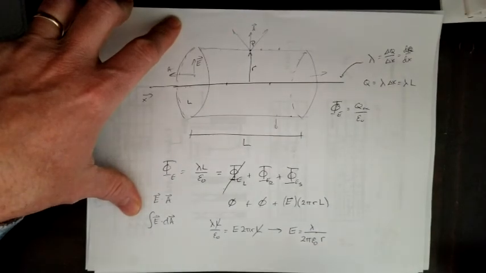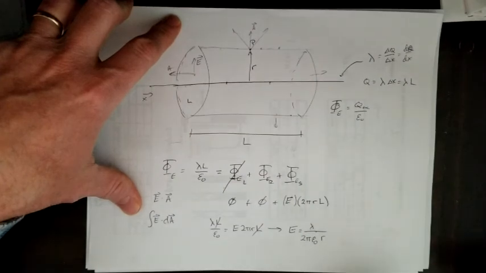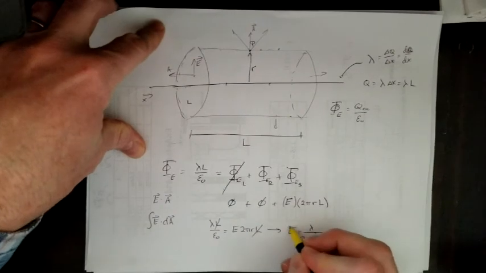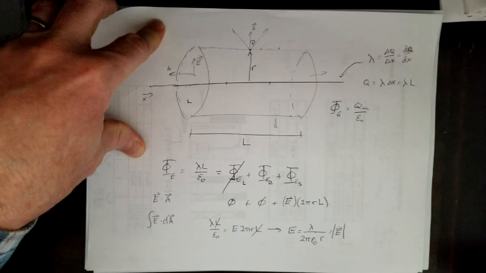The direction is going to be away if the line is positive or towards if it's negative. But that's the electric field. And properly, I should actually write that as E, just so it's not confused with energy.